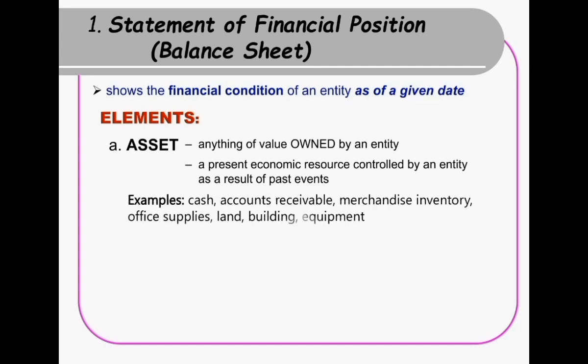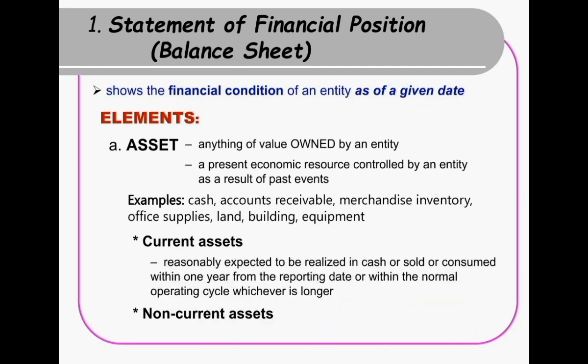Examples of assets include cash, accounts receivable, merchandise inventory, office supplies, land, building, and equipment. Assets are classified in the statement of financial position into current or short-term and non-current or long-term. Current assets or short-term assets are basically those which are reasonably expected to be realized in cash or sold or consumed within 1 year from the reporting date or within the normal operating cycle, whichever is longer.